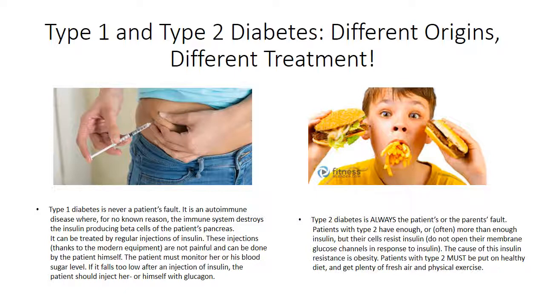Patients with type 2 diabetes have enough or often more than enough insulin. And so injections of insulin will never help type 2 diabetics. It will be without any effect or bad for them. Increased insulin when it is already high will be pretty bad. But the thing is that the cells resist insulin. They do not open their membrane glucose channels in response to insulin.